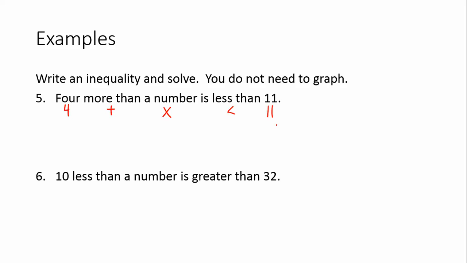We do have to remember one thing though about the words more than: it means that we have to flip-flop the two terms. So instead of saying 4 plus x, we're going to say x plus 4 is less than 11. We have written the inequality. Now we need to solve by subtracting 4 from both sides, and we get x is less than 7.